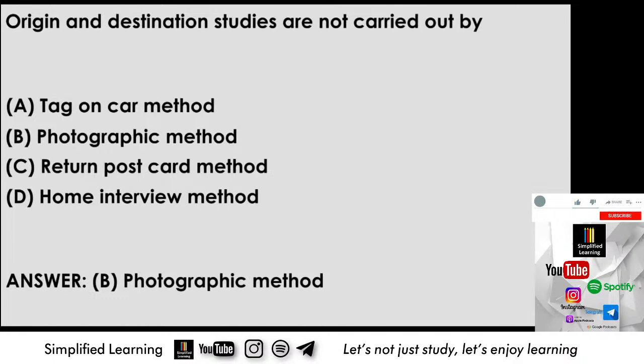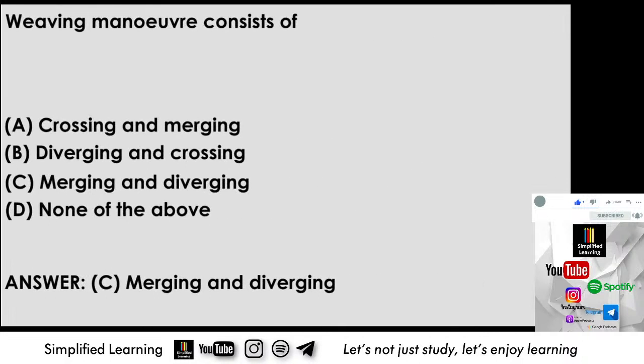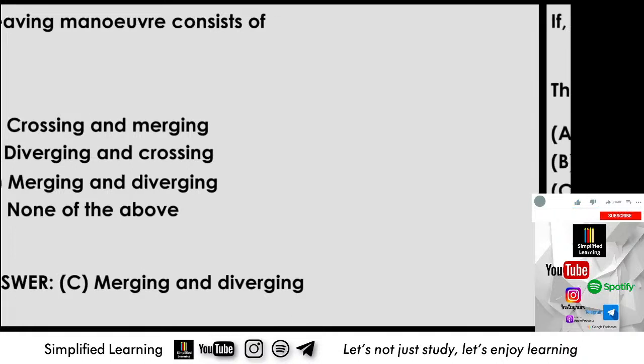Then, origin and destination studies are not carried out by photographic method. They can be carried out by tag on car method, written postcard method, and home interview method, but not by photographic method. Then, delay in vehicular movement and road congestion may take place in following origin and destination study method. Roadside interview method may cause delay in vehicular movement and road congestion. Then, weaving maneuver consists of merging and diverging as well.